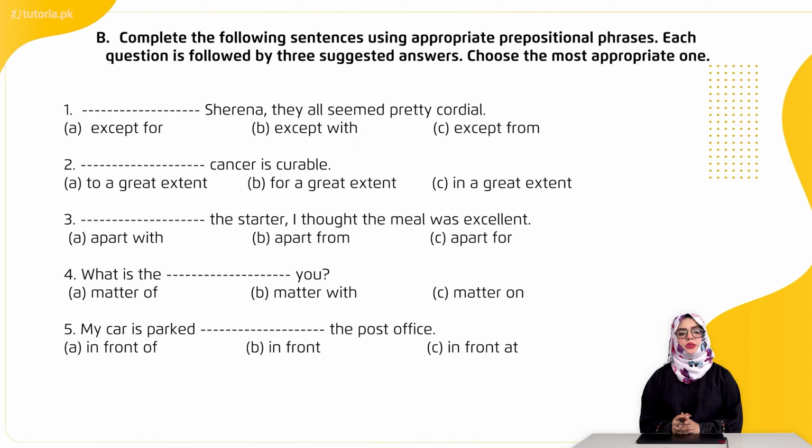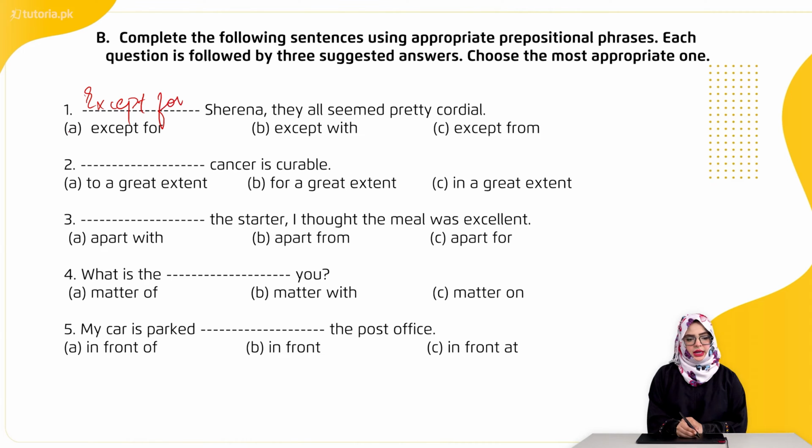Let's talk about second exercise, which is complete the following sentences using appropriate prepositional phrases. Each question is followed by 3 suggested answers. Choose the most appropriate one. So the first one is dash Sharina, they all seemed pretty cordial. Except for, so it will be option A. Second is dash cancer is curable. To a great extent, cancer is curable. This is also option A.